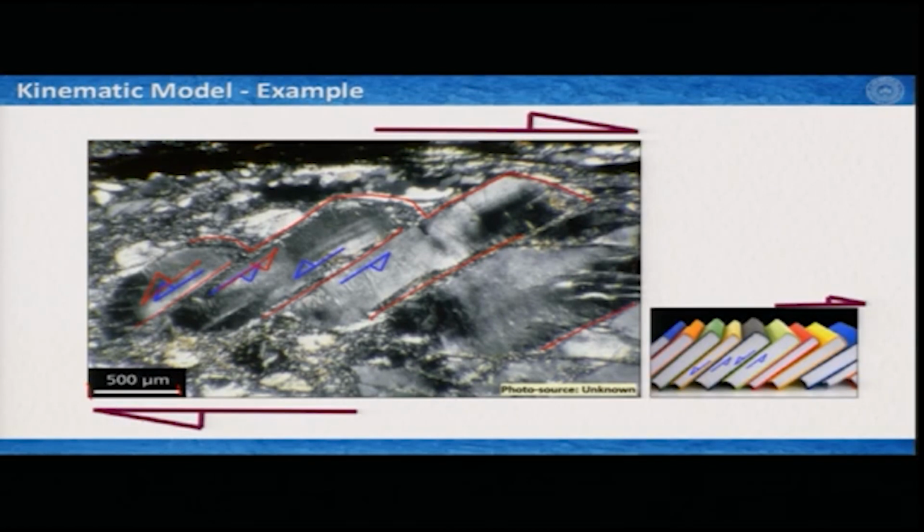So, this is how it happens. If you have a series of books and you tilt the books, then they rotate past each other, and this is how they slip individually. So, this is a kinematic model again.